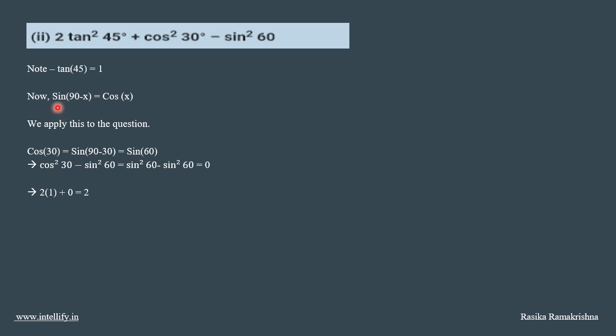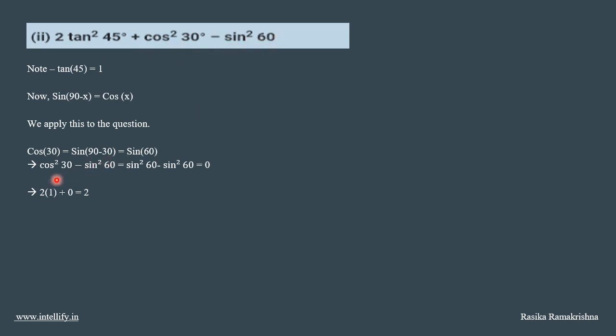We also know that sine of 90 minus x is cos x. That is, sine and cos are complementary, right? So sine of 90 minus x is equal to cos x. So if you apply this particular relation between sine and cos in the above equation, we have cos 30 to be equal to sine of 90 minus 30, which is nothing but sine 60. Which implies that cos square 30 is now going to be equal to sin square 60.